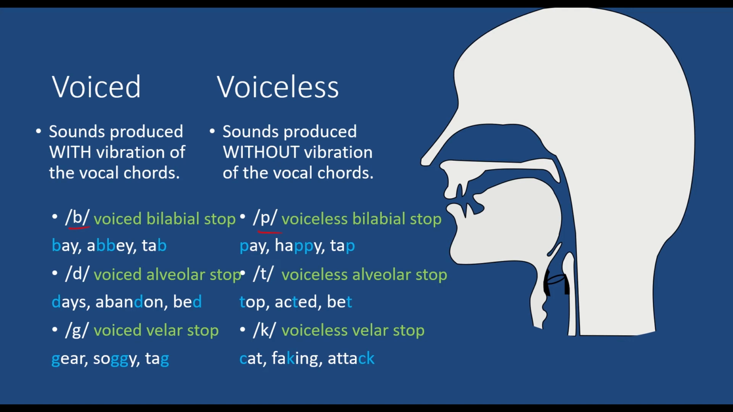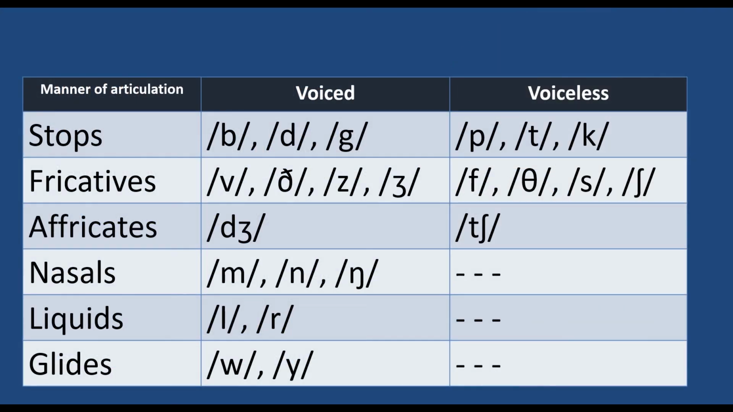And that is the difference in the quality between the column on the left and the column on the right. And it's the vibration of the vocal cords. So if we look at all the manners of articulation, you have stops, fricatives, affricates, nasals, liquids, and glides. And the interesting thing is that in the stops, the fricatives, and affricates, they will always have a counterpart. In other words, there will always be a voiced sound for every voiceless sound, or if you want to say it the other way around, there's always a voiceless sound for a voiced sound.